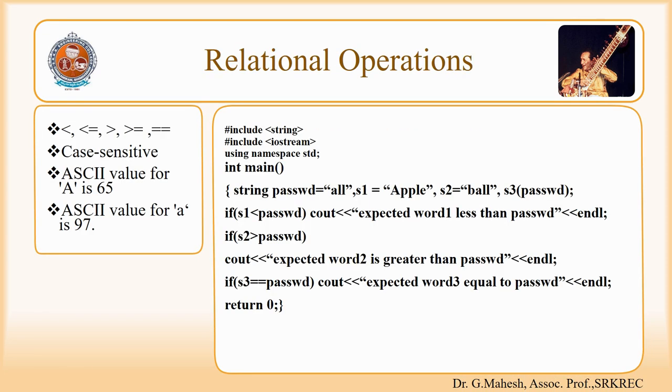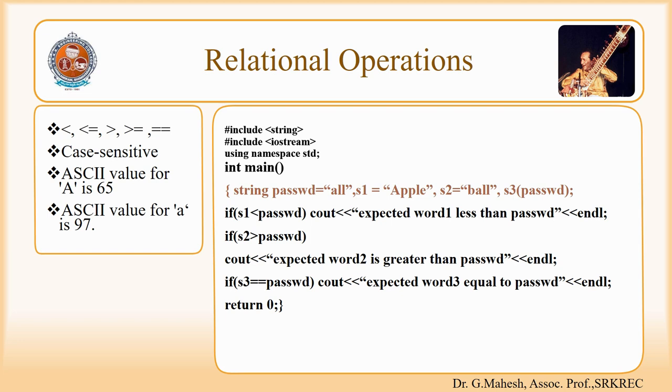Now let us see an example for relational operations. The first three lines are common for including the library, and then the main function returning an integer, that is returning 0, and the first line is initializing different strings. The first string, that is password, is equal to all, and S1 is assigned with apple, S2 is assigned with ball, S3 is constructed with the password itself.